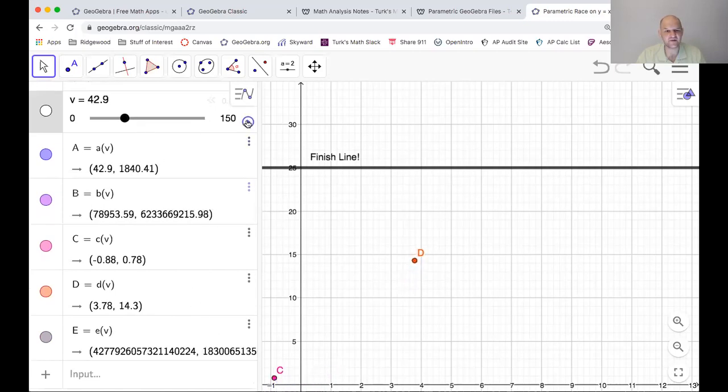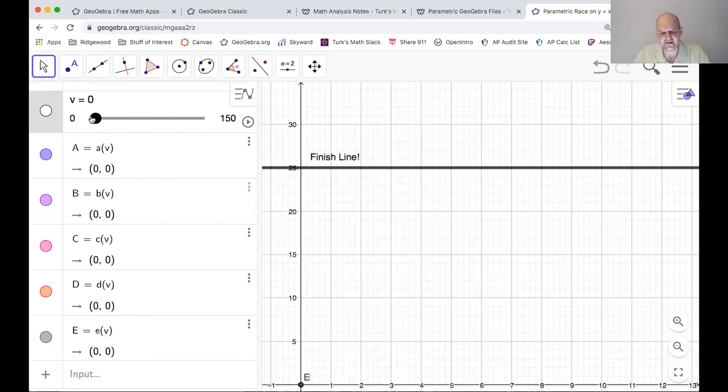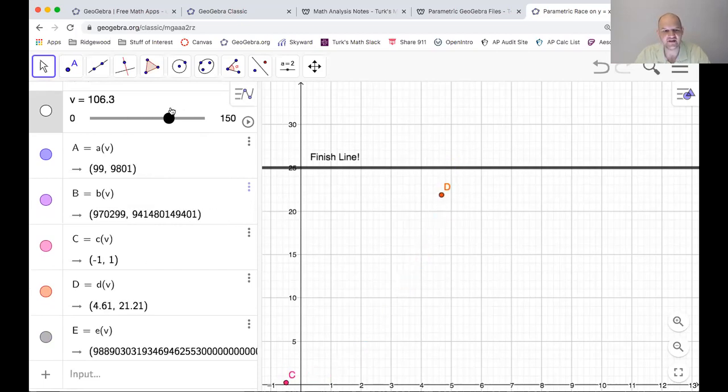So let's see. Let us speed this up. So you can see D is going to get there. Natural log eventually will get there. It just takes forever. But your parameterization matters. So this is definitely linked on the web page in the GeoGebra files. You can take a look at the parametric race and see like which one gets there first.